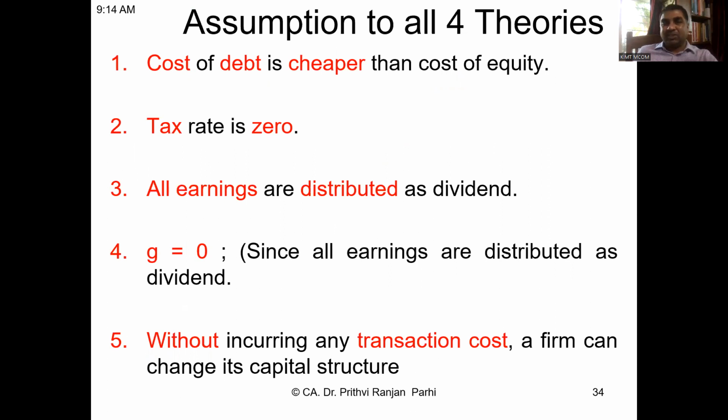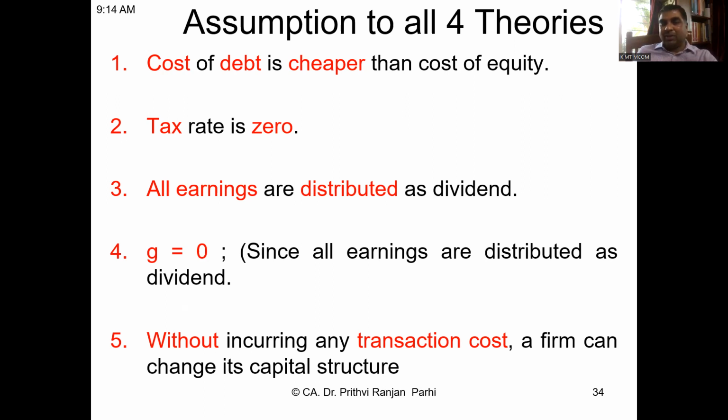The first assumption is on the screen, and you will agree to it because many times I have explained this thing, that debt is cheaper than equity. Cost of debt is lower than cost of equity because you get a tax shield, and the people who are investing in debt, the lenders, are taking less risk. So their expectation is less, so cost will be less. The next assumption is that there is no tax rate. While testing these theories, we'll assume that there is no tax and all earnings are distributed as dividends. That means there is no retention.